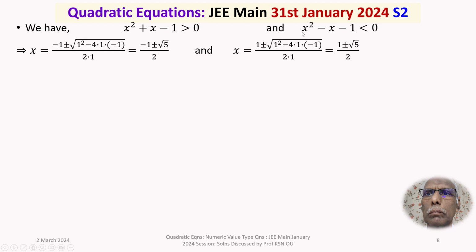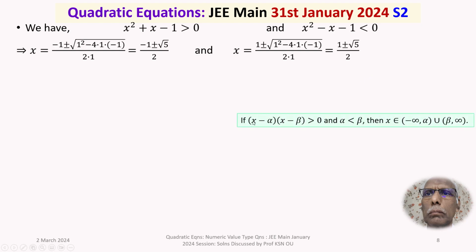And in the second case, x square minus x minus 1 less than 0. Take the quadratic equation x square minus x minus 1 is equal to 0. Solve for x, then x will be minus b plus or minus under the square root of b square minus 4ac by 2a. That will give you 1 plus or minus root 5 by 2. So one of the roots you call alpha, the other is beta. In this also one is alpha, the other is beta.